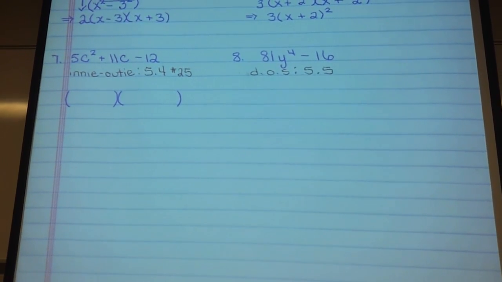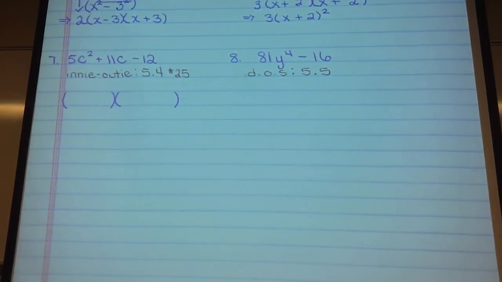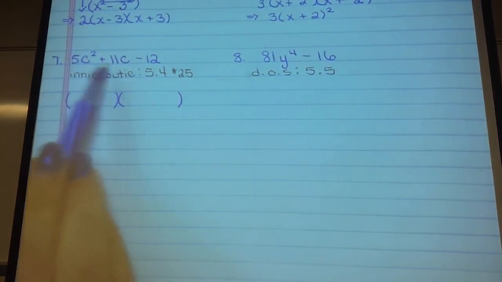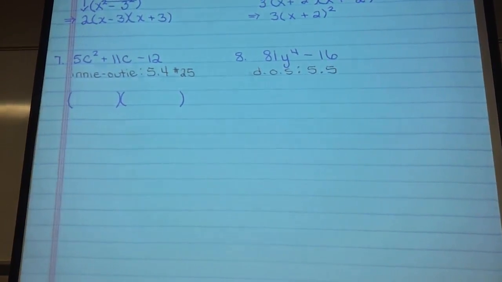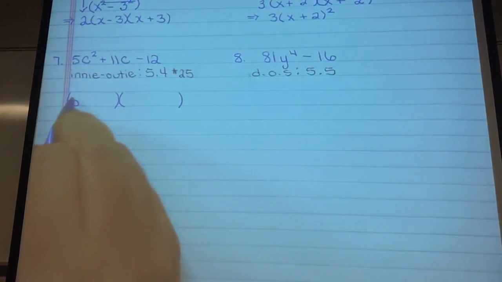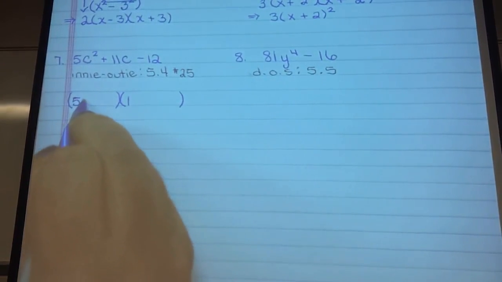Walk you through them. With 7, it's any outie. I don't have a common number in all of them. So I know I have 3 terms and a number bigger than 1, so it's the any outie. The only option for 5 is 5 and 1 or 1 and 5. I'll put my C's in.